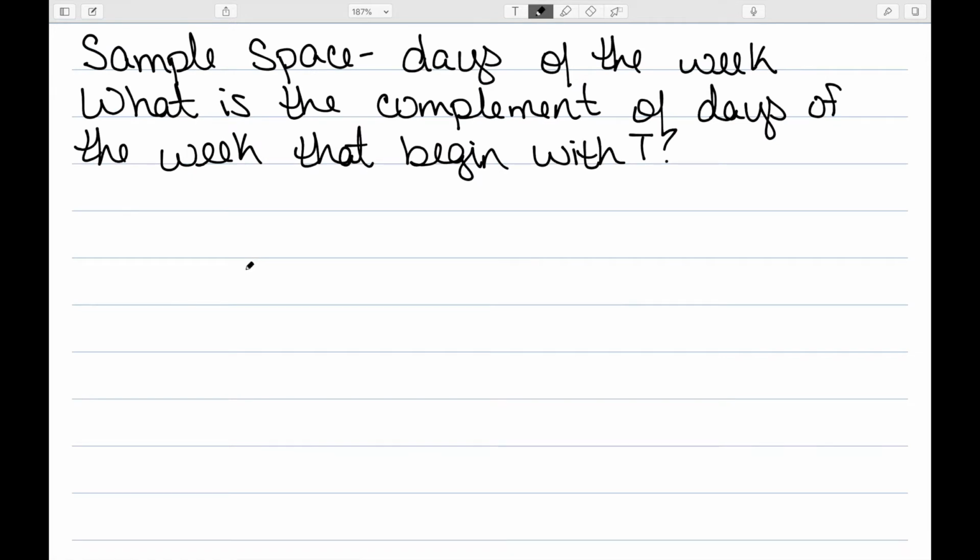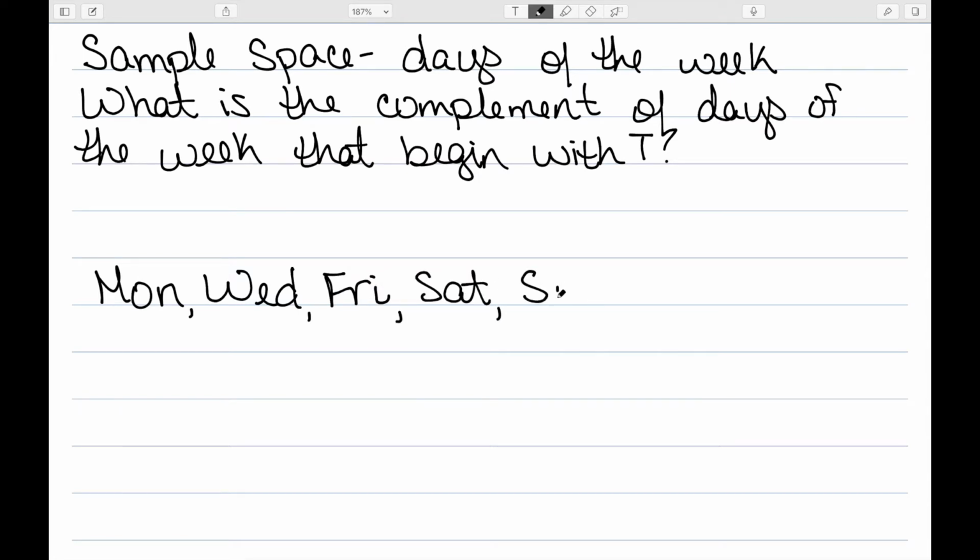Let's suppose our sample space is days of the week. I want to know what is the complement of days of the week that begin with T. Well, I would want the opposite of that, so the days that don't begin with T. So we would have Monday, Tuesday starts with T, Wednesday, Thursday starts with T, Friday, Saturday, and Sunday. So these would be the days of the week that do not begin with T, or the complement of those that do.